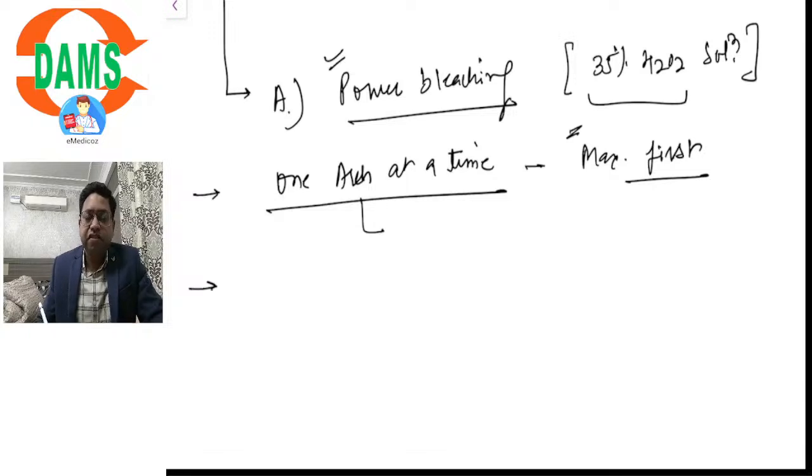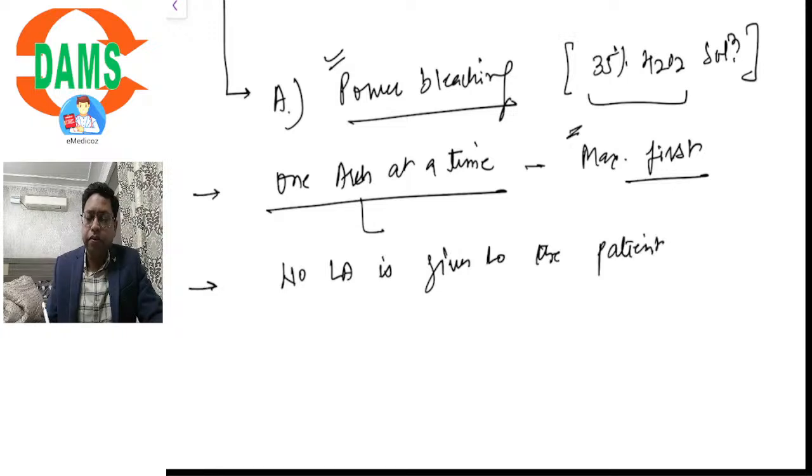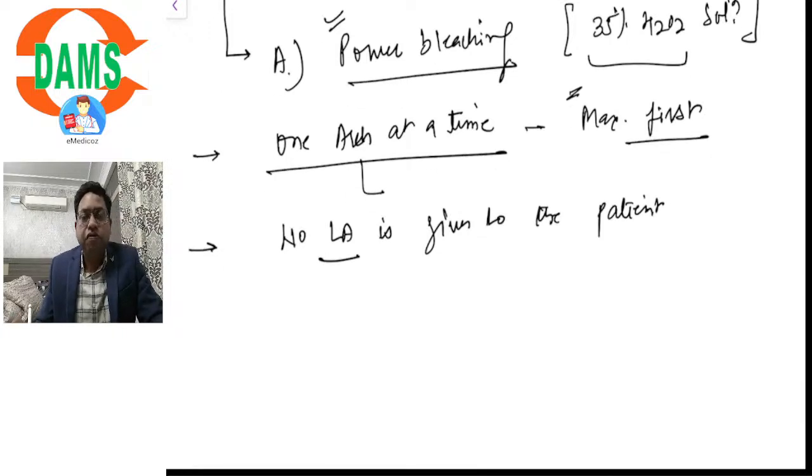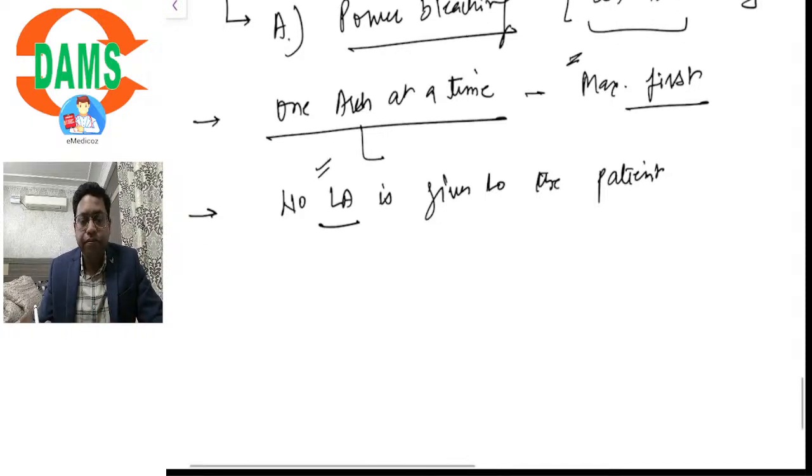Second important consideration is that no LA is given to the patient. We would not anesthetize the tooth. We are doing strong bleaching on the vital teeth, so it is important that we do not give any form of anesthesia to the patient, so that whatever sensitivity is there due to the strong bleaching agent is felt by the patient and we can interrupt or halt the procedure, terminate the procedure then and there. So LA is not given.